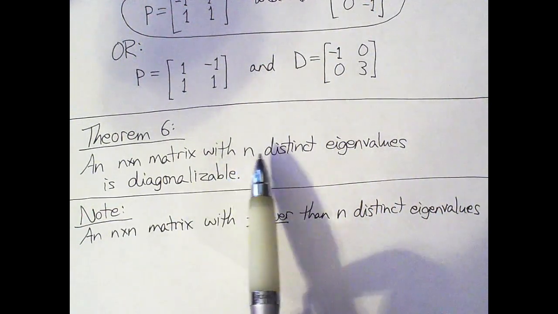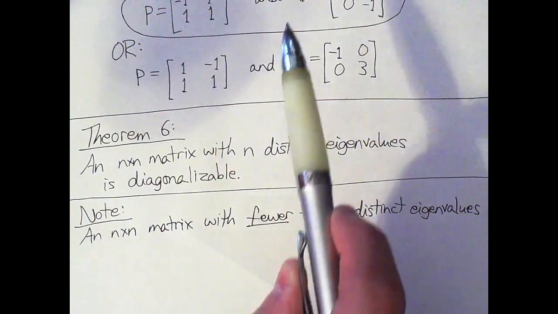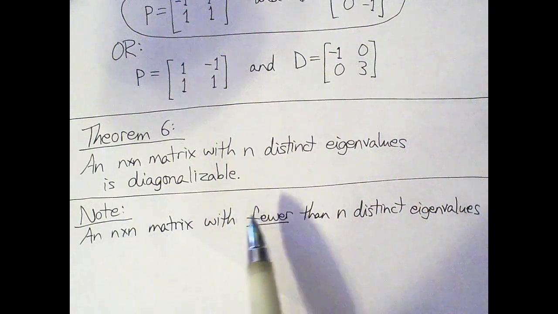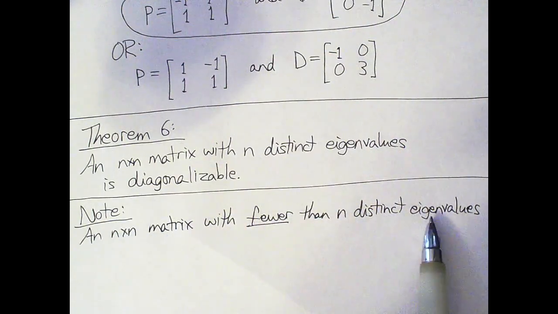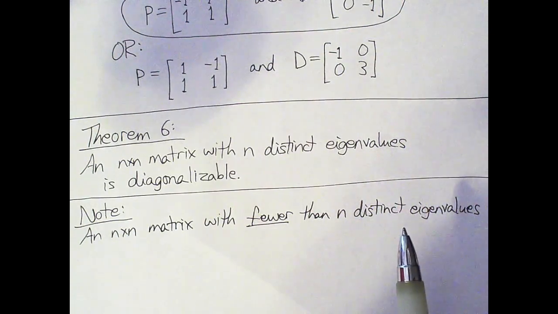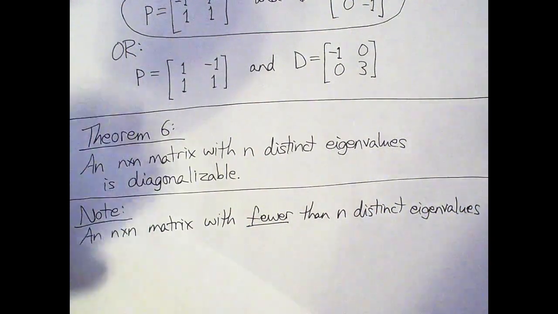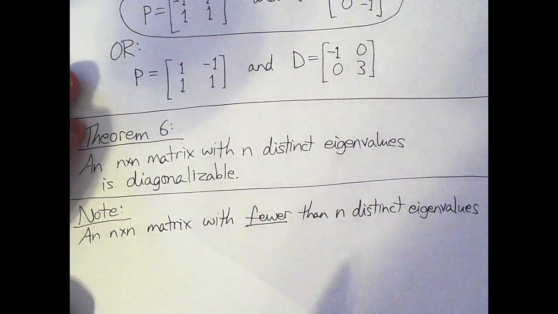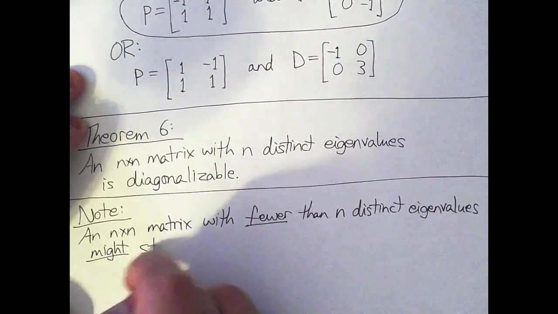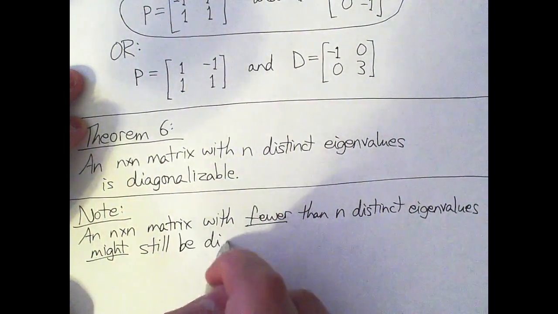You could have n. We've seen that happen before, like a 2 by 2 matrix with 2 distinct eigenvalues. You could also have fewer than n distinct eigenvalues. That happens when one of the eigenvalues has multiplicity 2 or more. Okay, so you could have a 3 by 3 problem with only 2 eigenvalues, but one of them has multiplicity. Okay, so now I'll finish this note. If there are fewer than n distinct eigenvalues, it might still be diagonalizable.